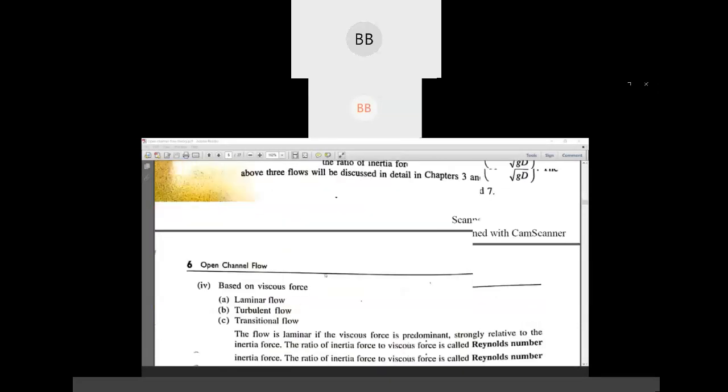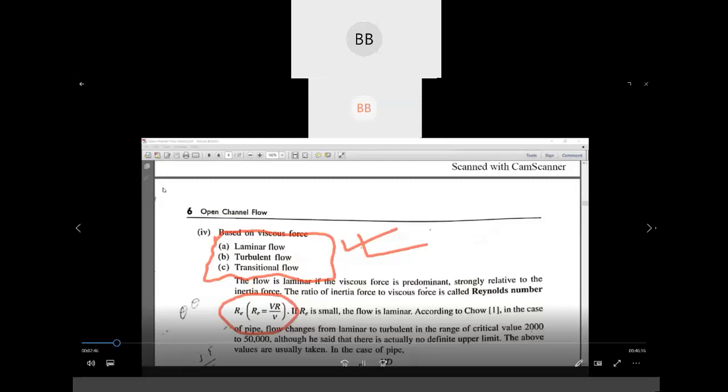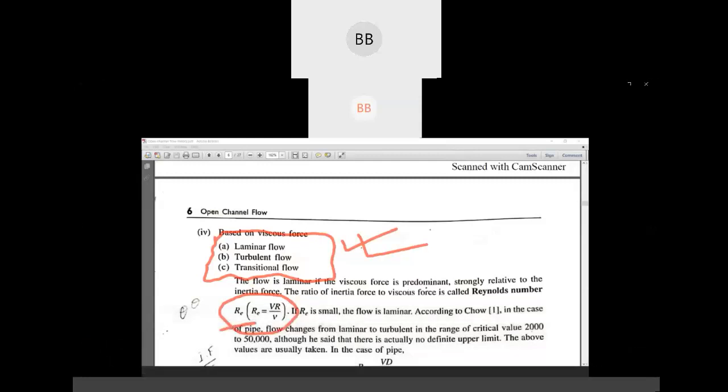So next is based on viscous force. So these things you have already studied. We are not going to discuss again. Your laminar flow, turbulent flow, those things you have already studied. Okay, we are not going to waste time discussing this again and again. Reynolds number. Okay, your supercritical, subcritical, and critical flow is based on your Froude number, and your laminar, turbulent, and transitional flow is based on your Reynolds number. Okay, those things you have already studied.